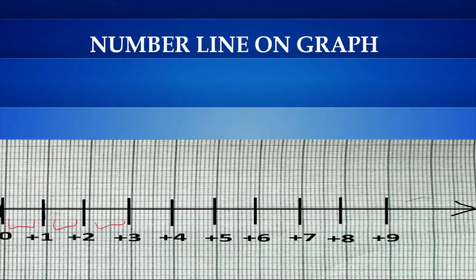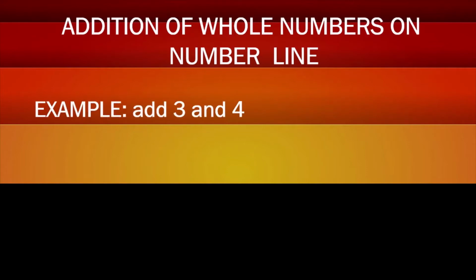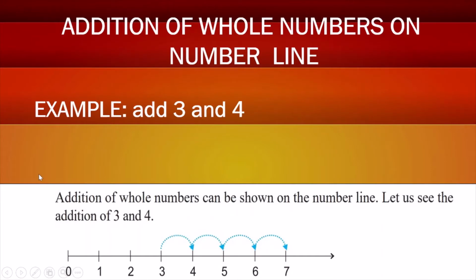So let's start with the operations of whole numbers. Let's first take the addition of whole numbers on the number line. Let us take an example, 3 and 4 to be added. Let us draw the number line, and on the number line we have 0 in the first place. Then we have 1, 2, 3. All these points are equally placed. We have to do 3 plus 4.